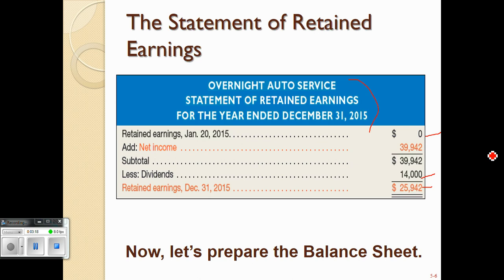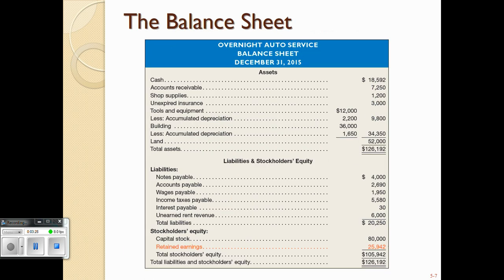The reason why I have to complete this statement second is I need that $25,942. I need that number because that is now going to go onto my balance sheet right up there. Once again, notice my heading: name of the company, what it is, balance sheet, particular dates. Notice I don't have assets on the left and liabilities and owner's equity on the right in this particular case. This is kind of a single column. I have the assets at the top and then liabilities and owner's equity at the bottom. Very standard way to do it.